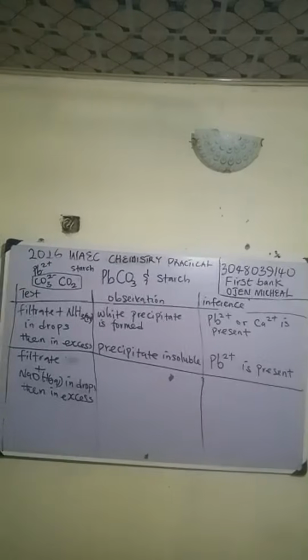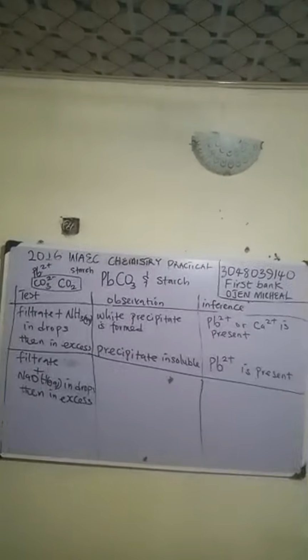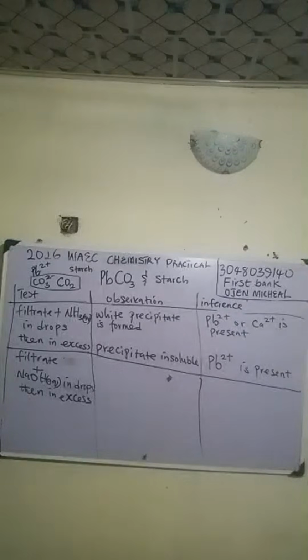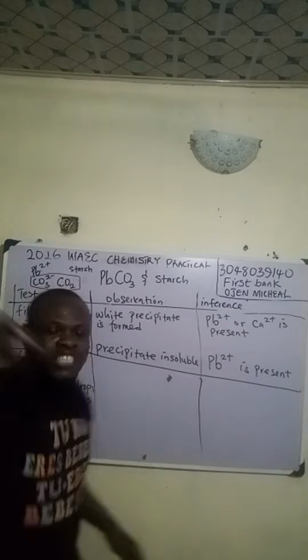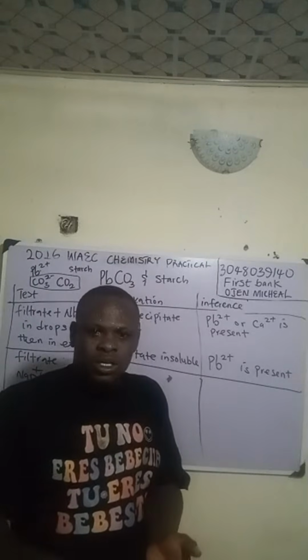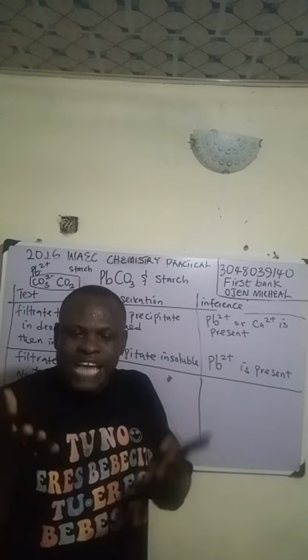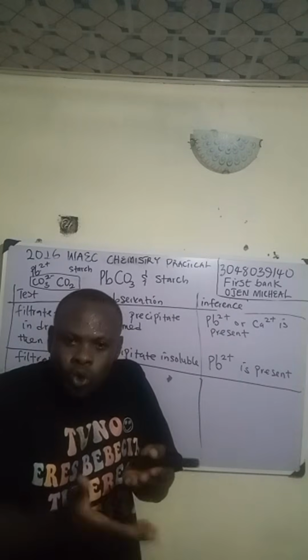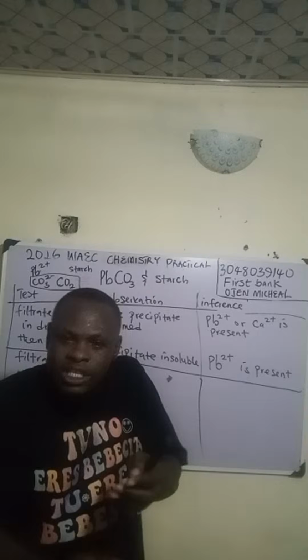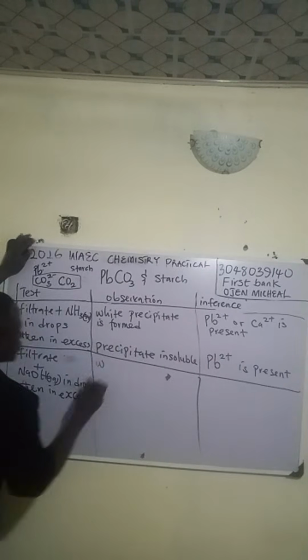Of course, I say this one is just at 98%. Filtrate. When you put your acid, if it is HNO3, since the mixture contains starch and lead carbonate, starch will go under, so we'll settle that. Then you now decant it. That one is what we call filtrate. Do you understand?